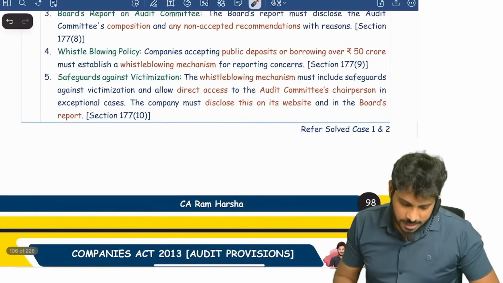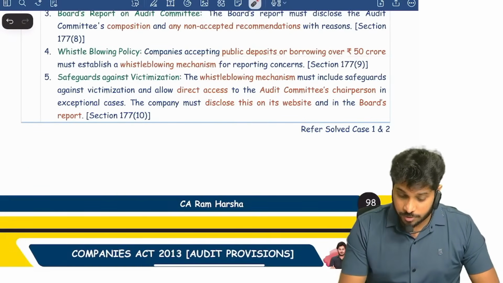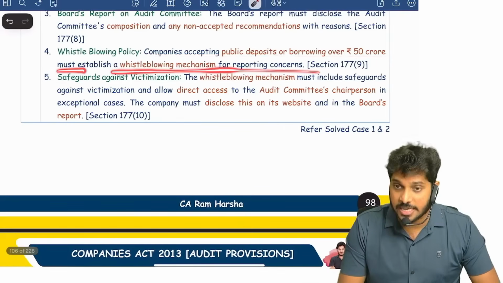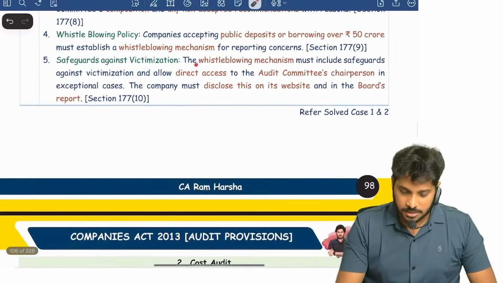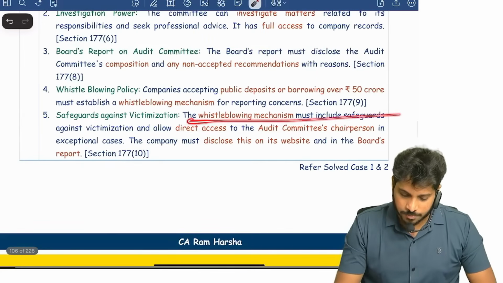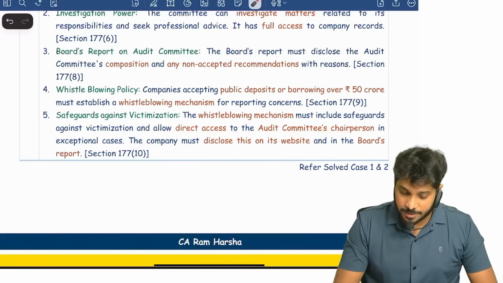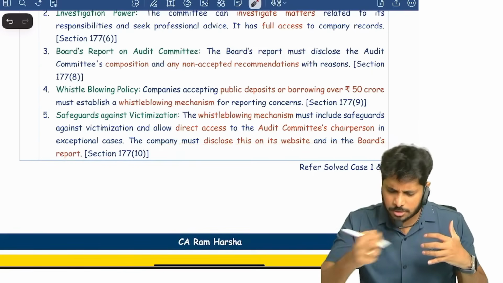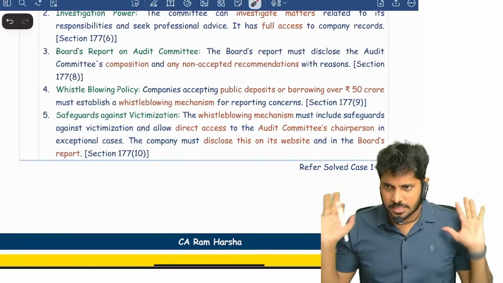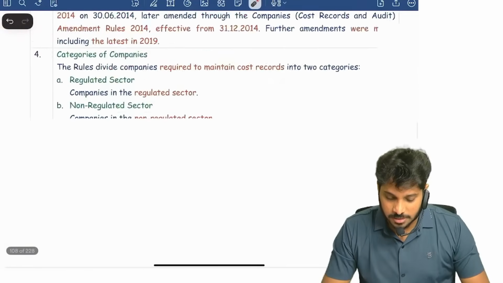Able to understand? Next, companies accepting public deposits or borrowings over 50 crore must establish a whistleblower mechanism. Audit committee will review the whistleblower mechanism of the company, and the whistleblower mechanism must safeguard against victimization and allow direct access to the audit committee chairperson. The company must disclose on its website and in the board report about this whistleblower mechanism. That's it. Clear?